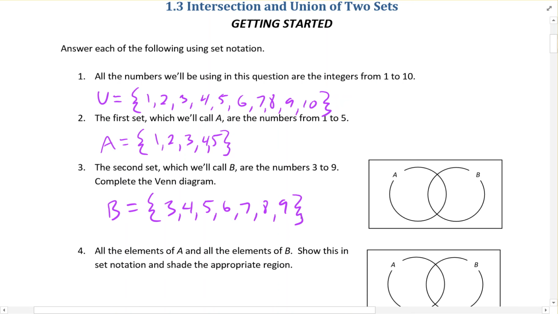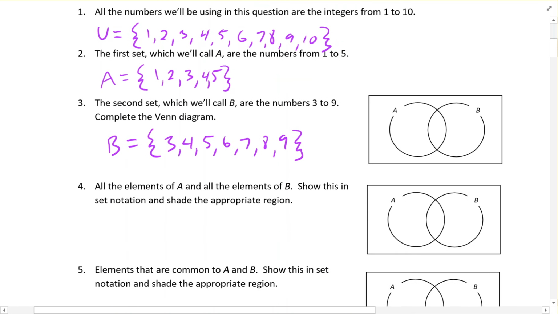Okay, so that's where we're at so far. We got those two sets. We can tell that they're going to overlap, right? And let's just go ahead and put our numbers in this top box here too, so we can get a feel for what's happening here.